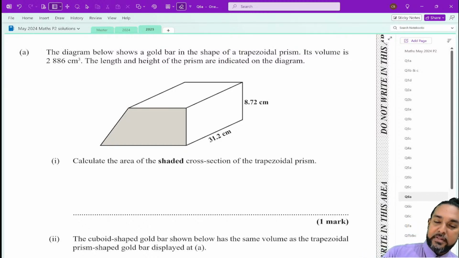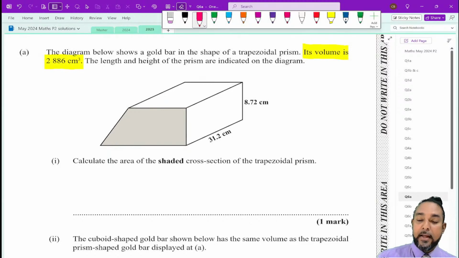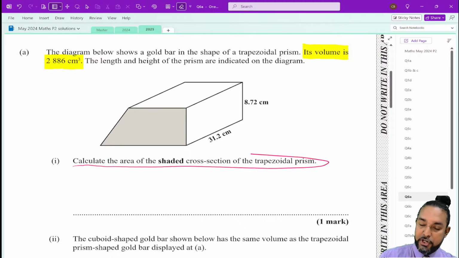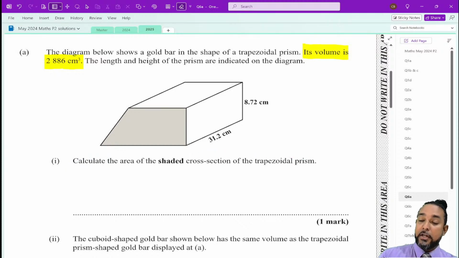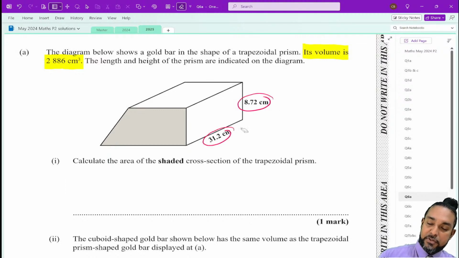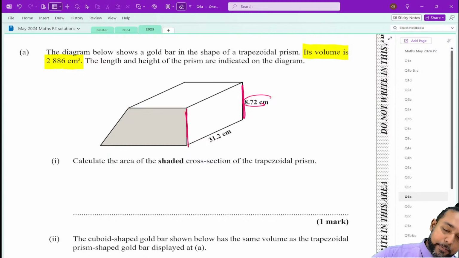Now they tell you here that its volume is 2,886 centimeters. The volume of any prism that's based on a two-dimensional shape is always the area times the height or depth into the third dimension. It says calculate the area of the shaded cross-section of the trapezoidal prism. On the diagram, they give us two measurements, the 31.2 and the 8.72. The 8.72 is this vertical here, which could be called the height, but that corresponds to this piece here.